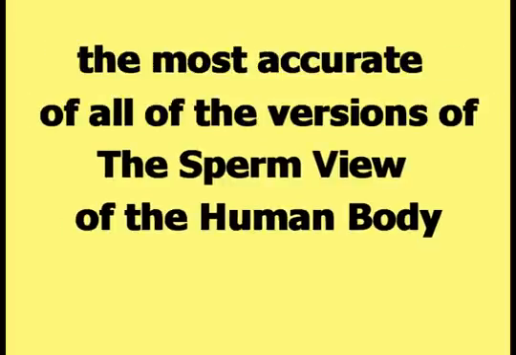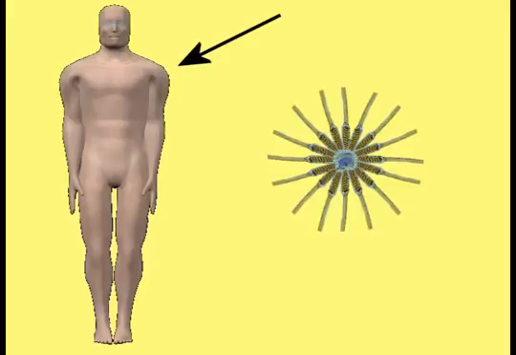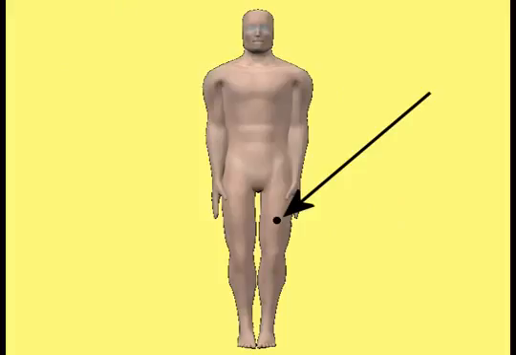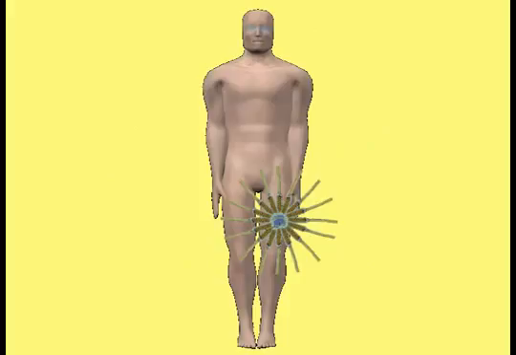This ability makes the fertilizing egg version of the sperm view of the human body the most accurate of all of the versions of the sperm view of the human body in portraying the construction and behavior of the human body. For example, this picture shows the human body and the fertilizing egg version of the sperm view of the human body. If the center of some movement or stimulation of the human body was on the leg, the heads of the sperms of the fertilizing egg version of the sperm view of the human body would be placed at that location on the leg.